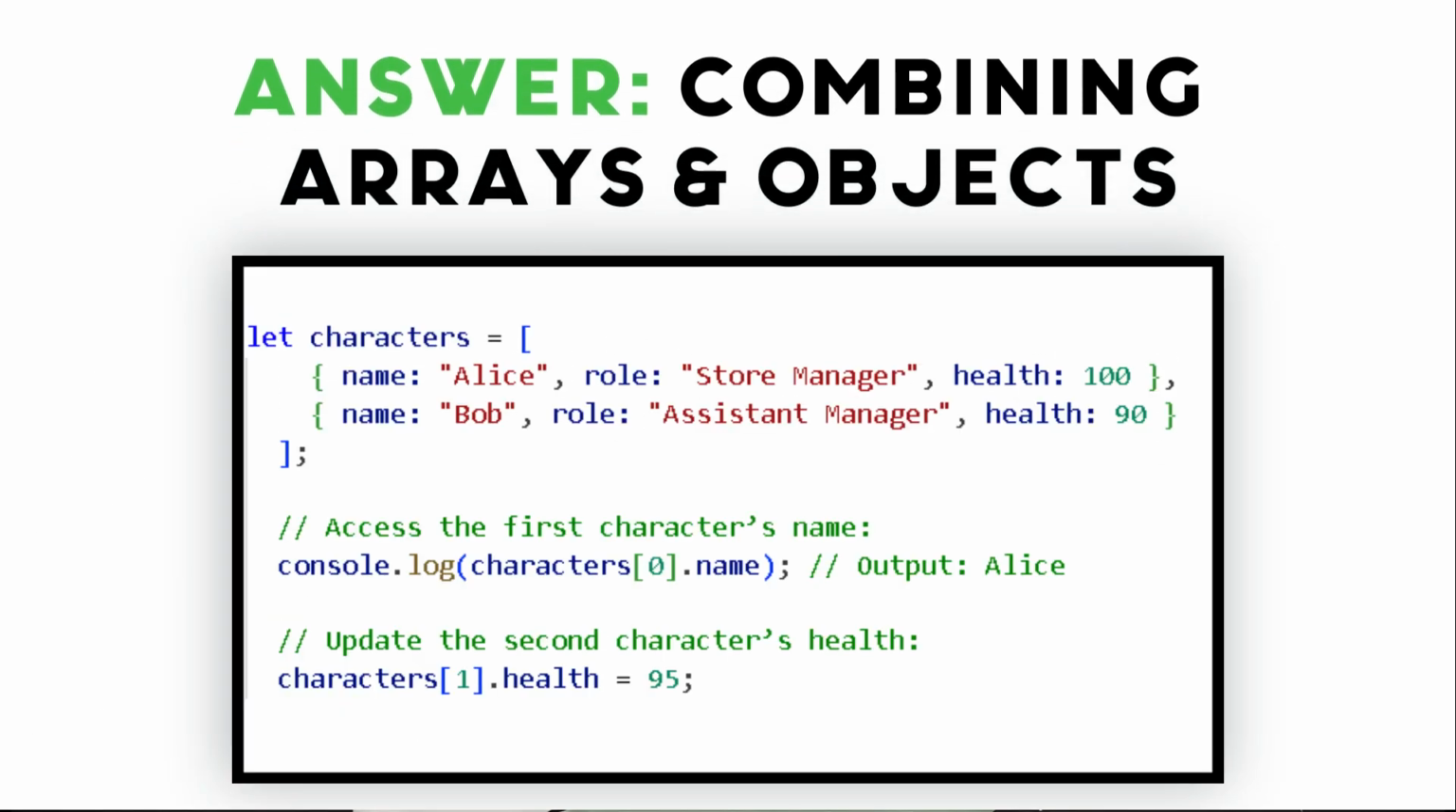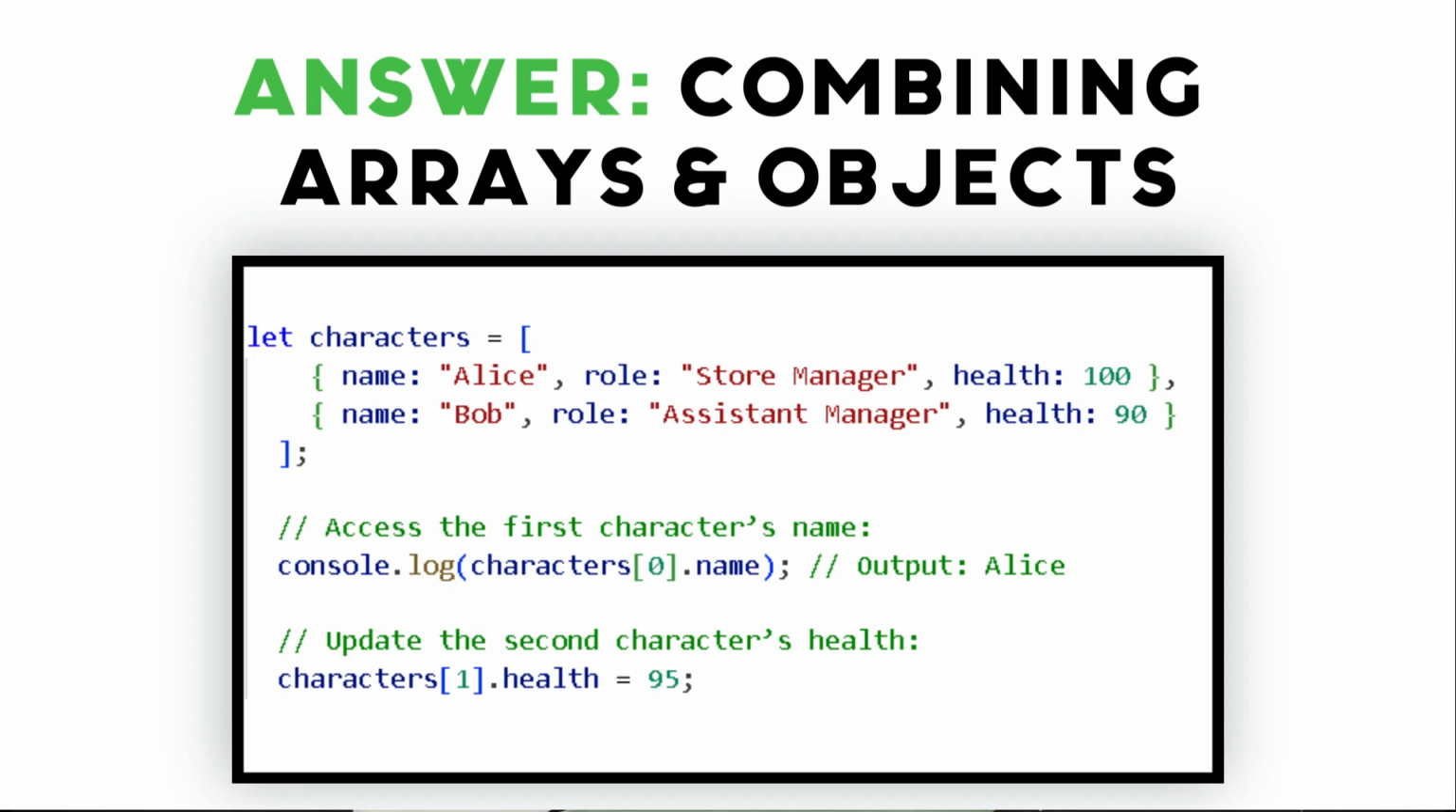Here, we are combining both arrays and objects. Firstly, we have square brackets for the array, and then we use curly brackets for each of the characters. Name Alice, role store manager, health 100. Name Bob, role assistant manager, health 90.